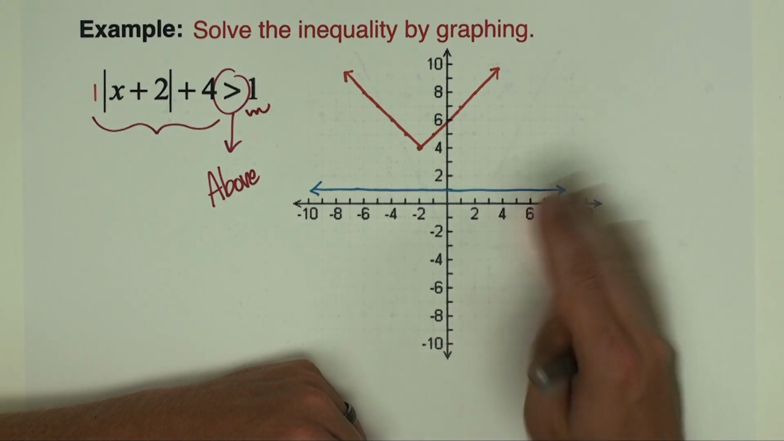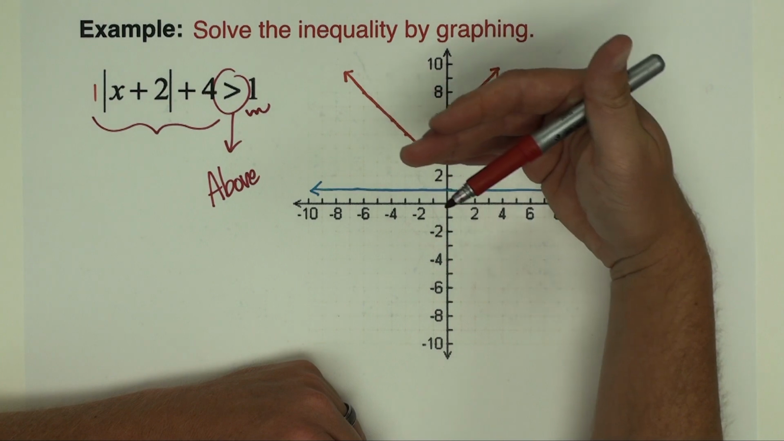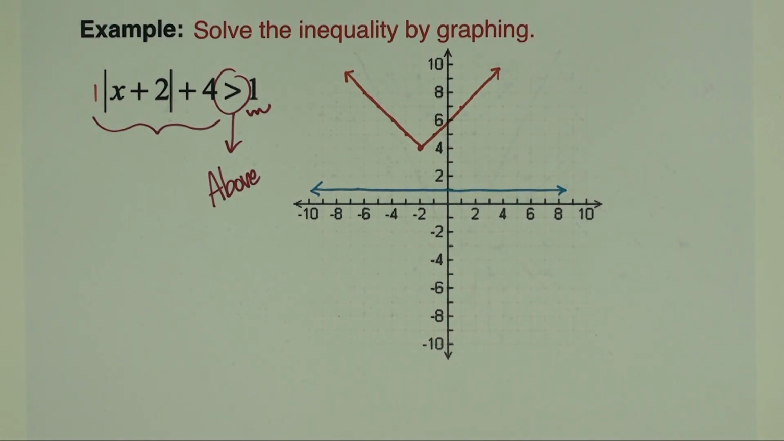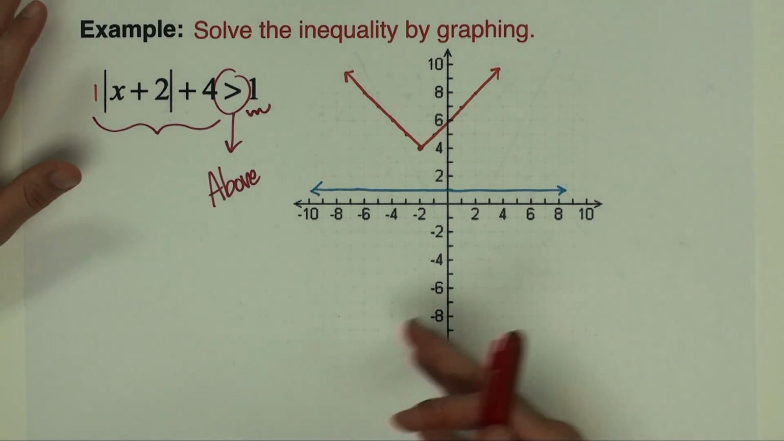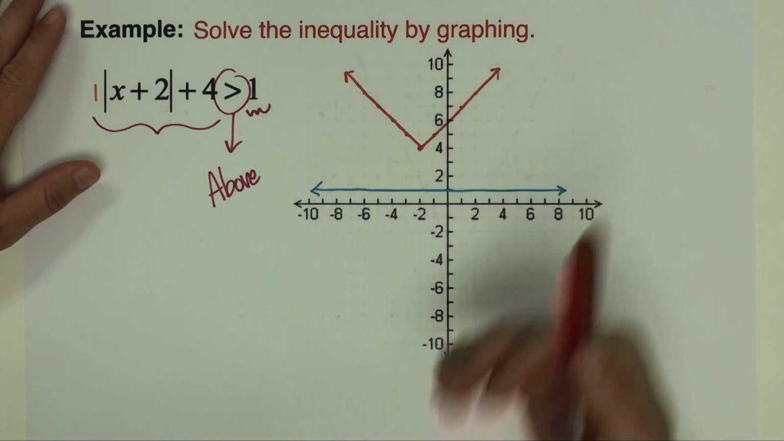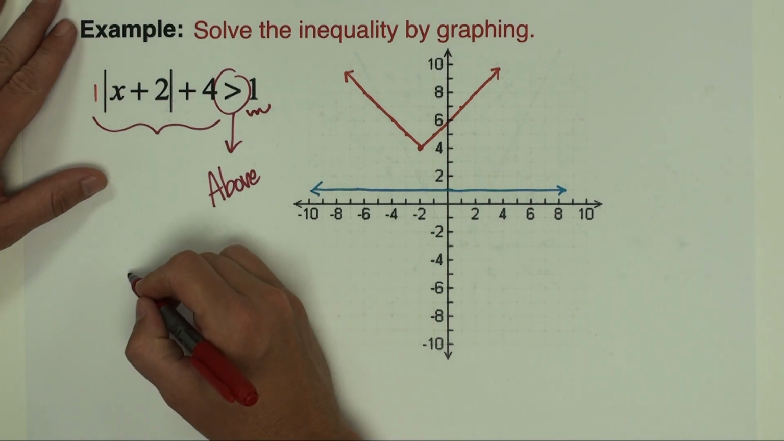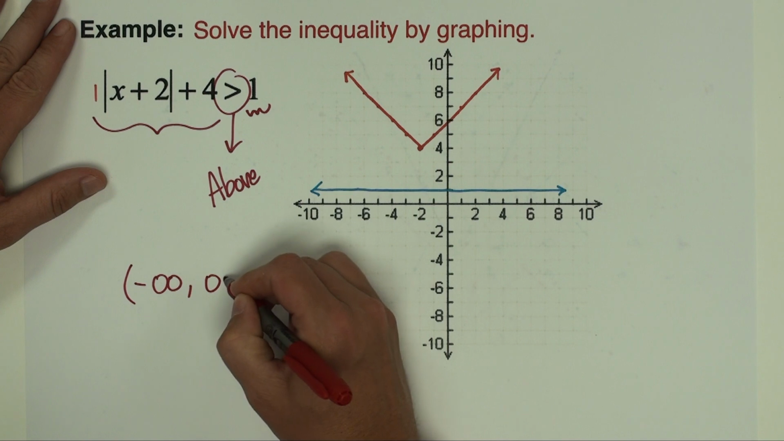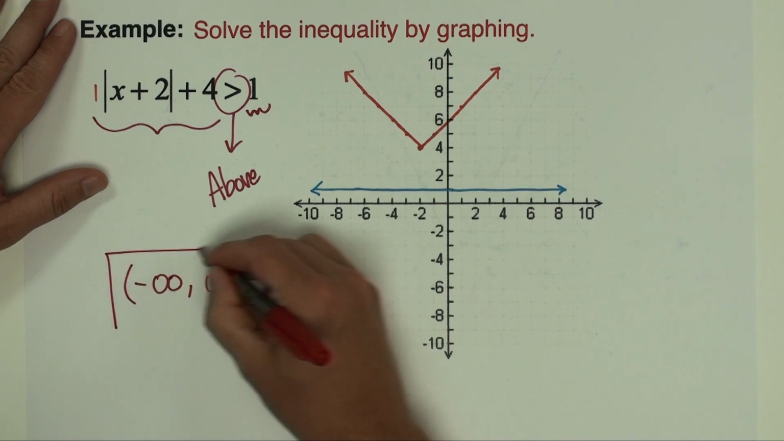Okay, and since it's above the line everywhere, the solution to this inequality has to be all numbers, right? Every number would solve this because it's all above the line. And the solution for all real numbers is negative infinity to positive infinity.